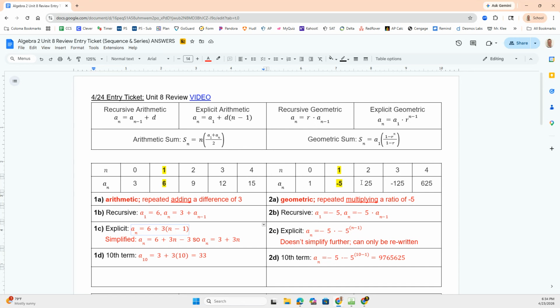1 times negative 5 is negative 5. Negative 5 times negative 5, negative times negative is positive, 5 times 5, 25. 25 times negative 5 changes the sign again, and so on and so forth. So it's geometric, repeated multiplication.